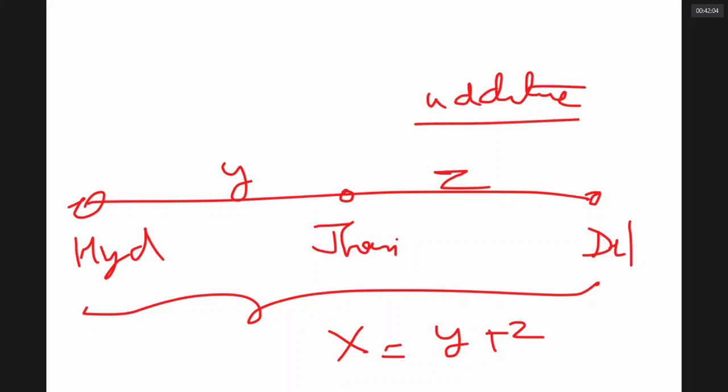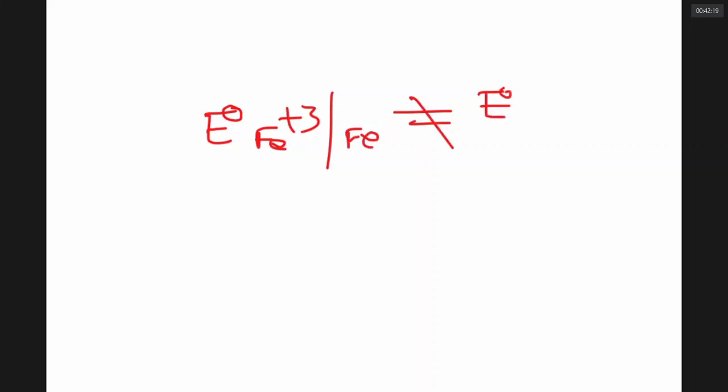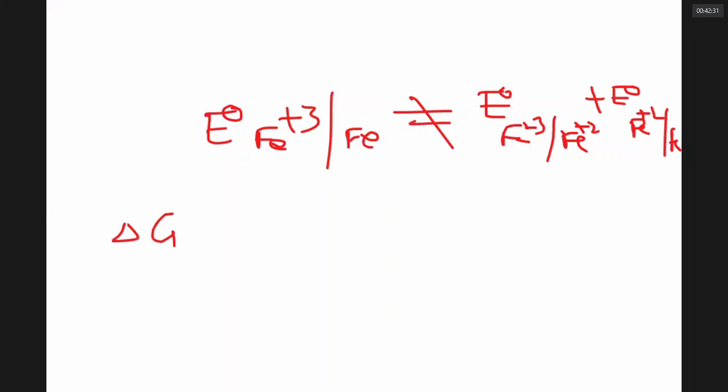Some properties are additive properties, some properties are not additive properties. The electrode potentials are not additive properties. It is not equal to E0 Fe3+/Fe2+ plus E0 Fe2+/Fe. It is not additive. But delta G is additive.